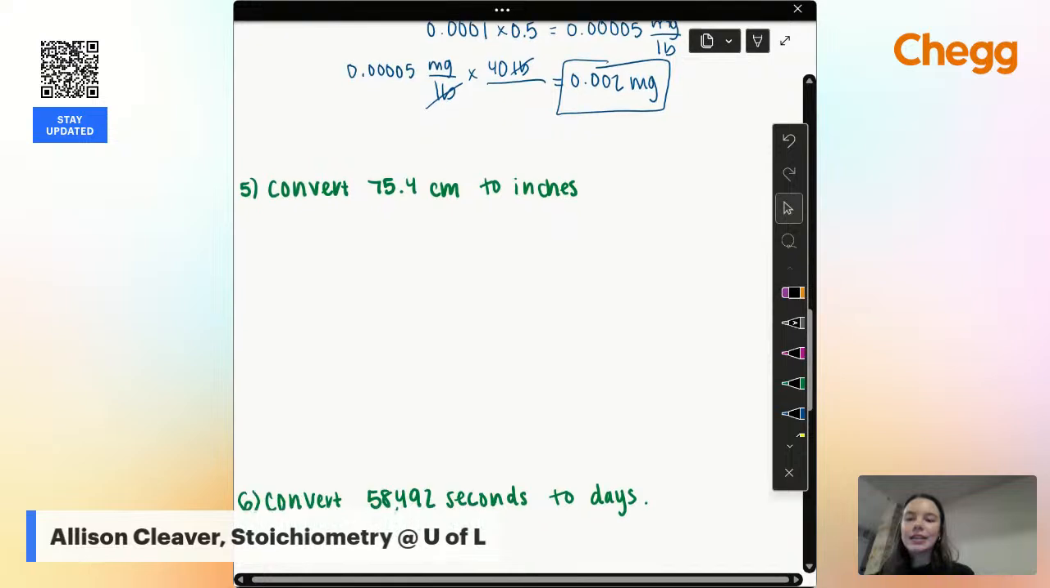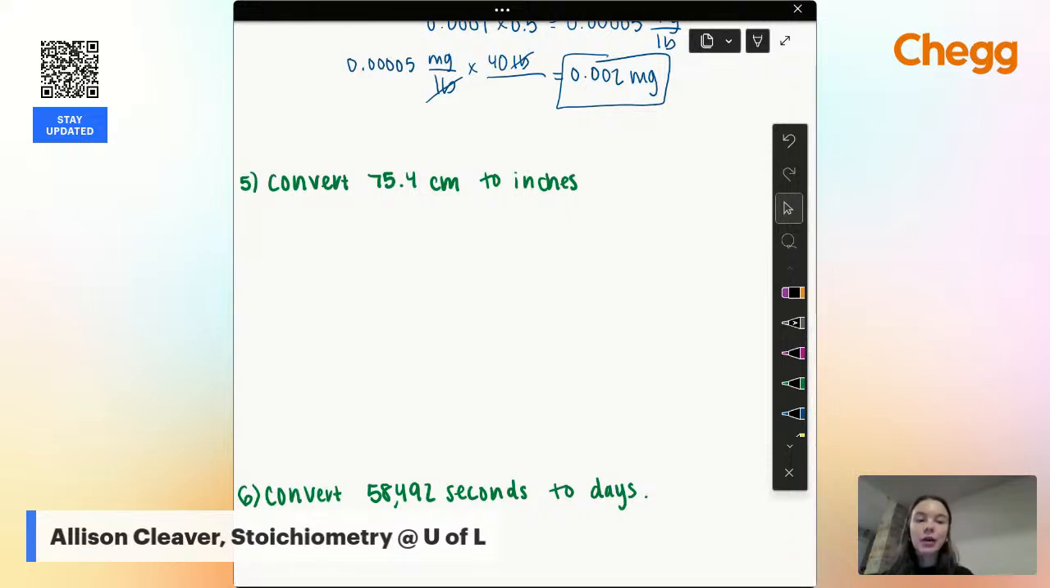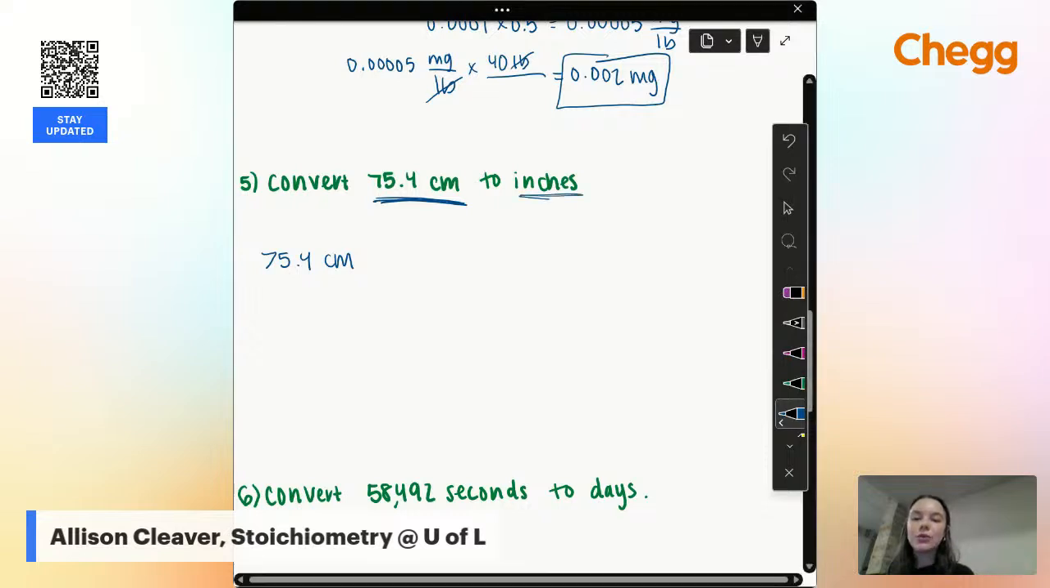All right. Let's move on to a little bit of using the US system. A lot of chemistry teachers will require you to convert from the metric system to the US system. So this is an important one to get under your belt and to learn. So we are going to start with what we're given. We're given 75.4 centimeters. So I'm going to write that down. And then we need to know, what are we going to? We are going to inches.